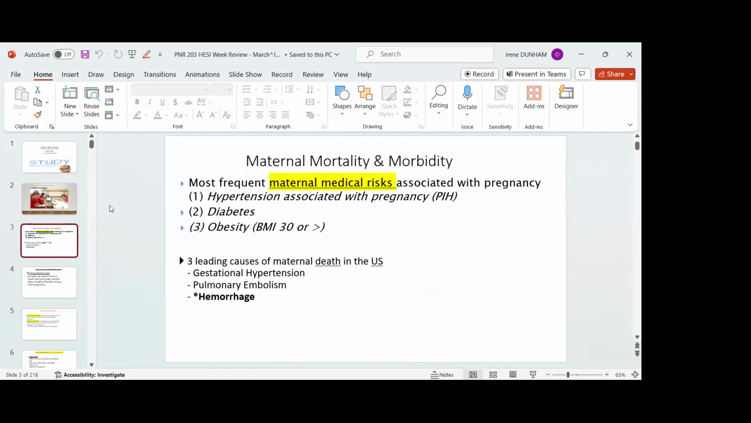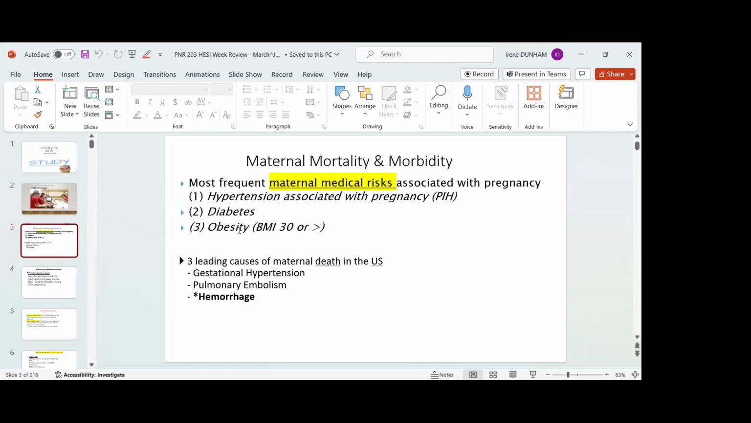Okay, so we're going to start with some maternal mortality or morbidity. So some frequent maternal medical risks are associated with pregnancy. And they are, as you know, hypertension associated with pregnancy, and that's called pregnancy-induced hypertension, PIH. Another big problem in maternity is diabetes. Patient comes in with type 1 and she's pregnant. It is a challenge to get her through the pregnancy with a healthy mom and healthy baby.